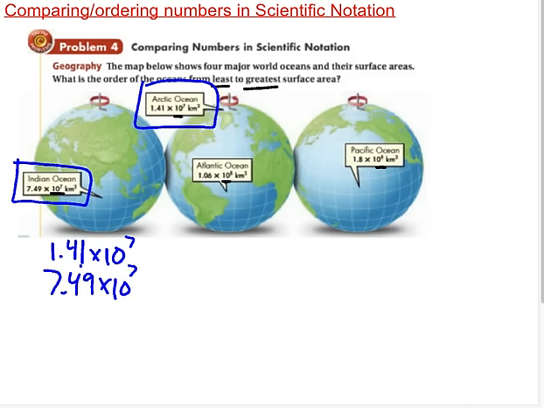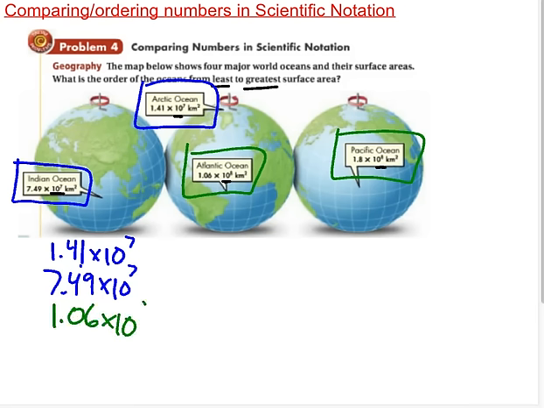So now that I have those, now I'm going to focus on the ones that are 10 to the 8. All right, and 1.06 is smaller than 1.8. So there they are in order from least to greatest.